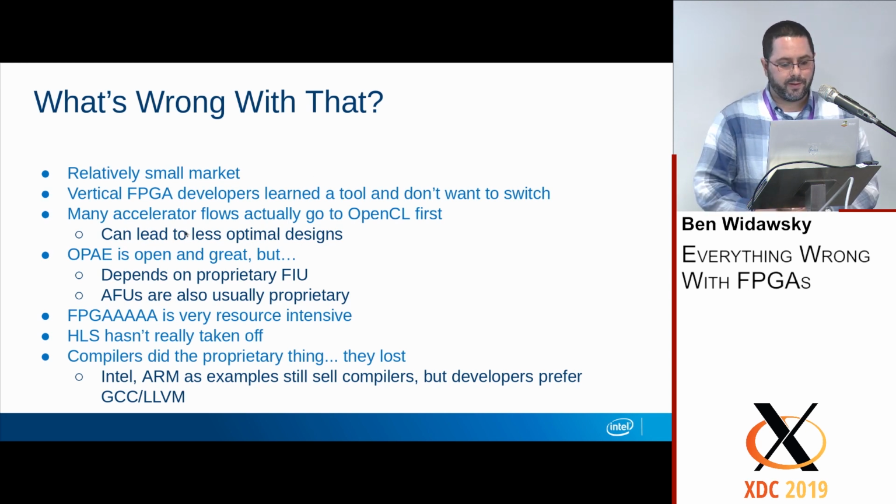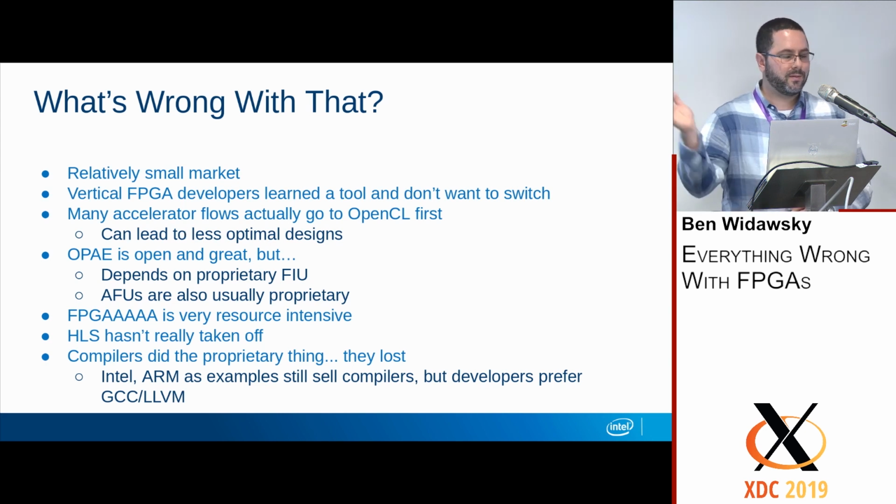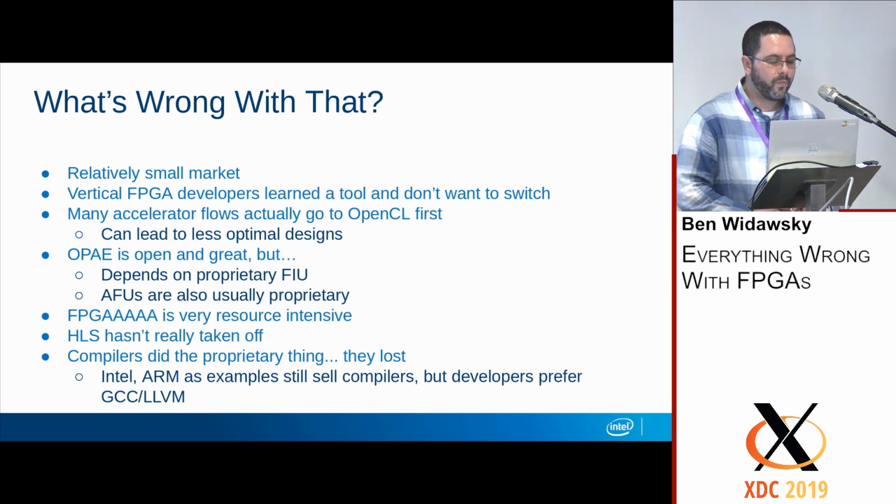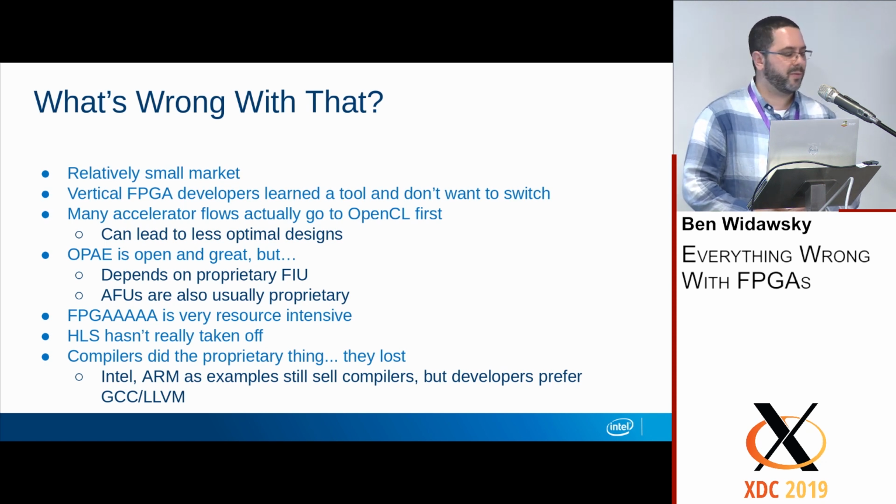As I said earlier, the vertical FPGA developers went to school and learned whatever company shipped them the free FPGAs, and they don't want to switch, right? They can get their job done. They've learned the nuances of the tool. Maybe they've learned to work around the bugs. It works for them, and they have no interest in improving it, or at least generally that's the feedback I've gotten. The accelerator flows tend to rely heavily on CL, and this is really not optimal for several reasons.